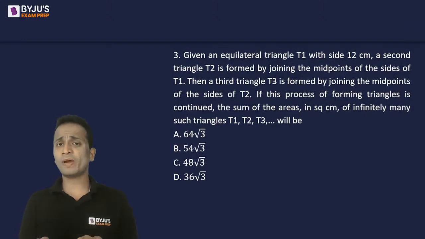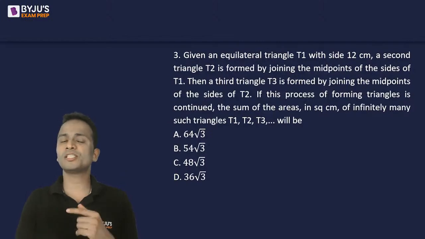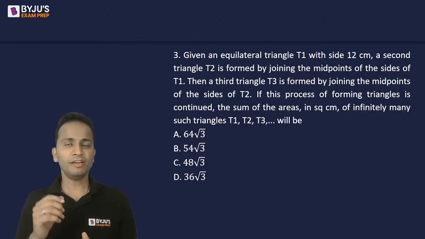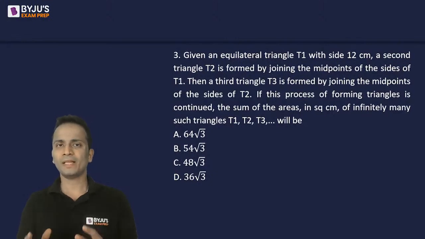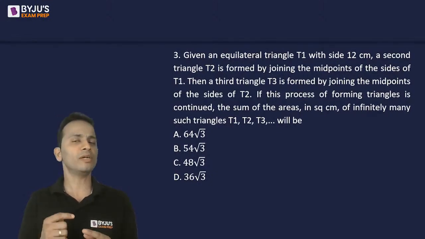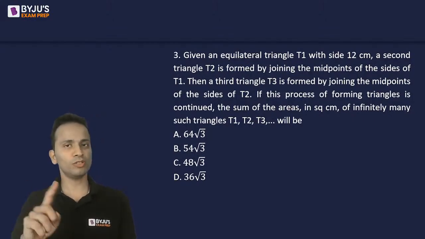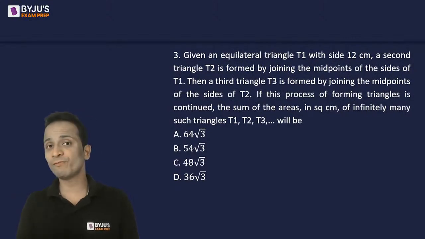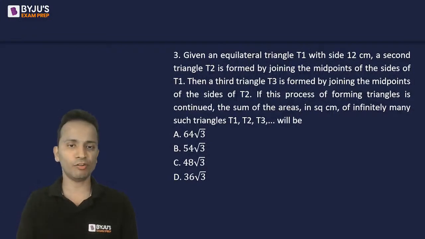Okay, now this triangle T2, first of all, all the respective sides of T2 will be half of T1. If T2 is formed by joining the midpoints of T1, then every side of T2 respectively will be half the side of T1. So that is the relation between the sides. The second relation is between the areas. T2 will have 1/4 the area of T1. Okay, so the area of T2 will be 1/4 the area of T1.